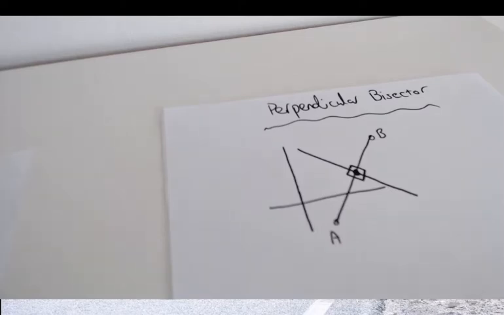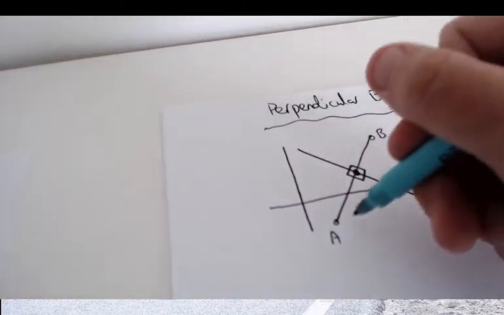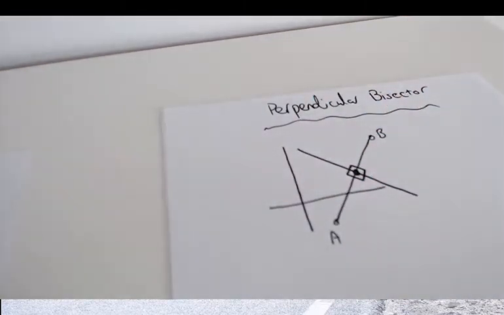For the gradient, you will notice that this new line is perpendicular to the old line. You know how to find a perpendicular gradient. You turn the fraction upside down, you change the symbol. So that's what we're going to do.